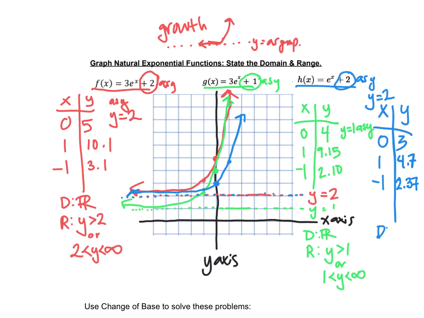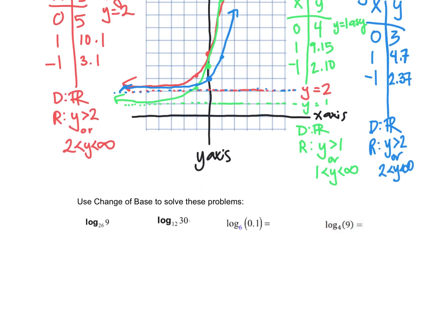So our domain in our blue function is the same as the green and the red, all real numbers. And our range is based off of our asymptote, which is y is greater than 2, or I can say 2 is less than y, which is less than infinity. Awesome. All right. So we're good with that. Let me move this page up here a little bit.